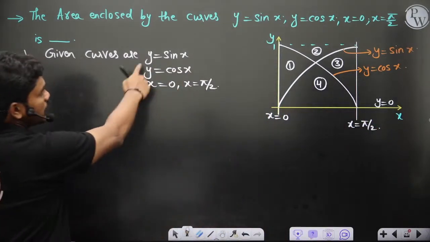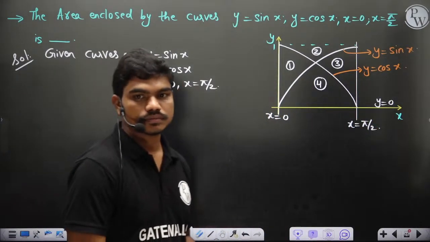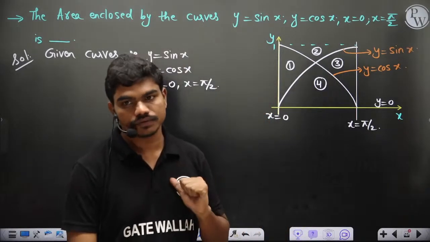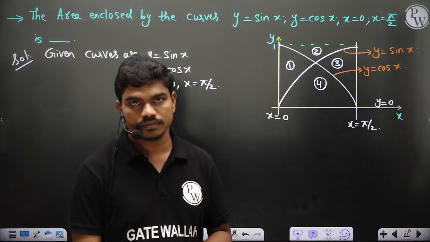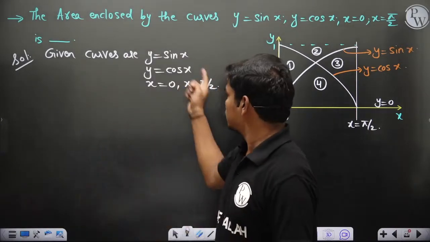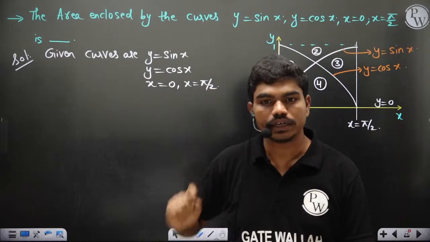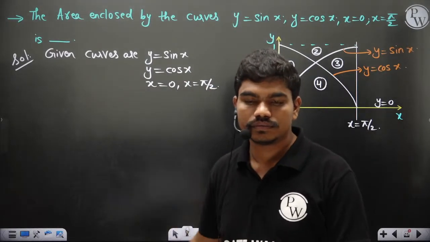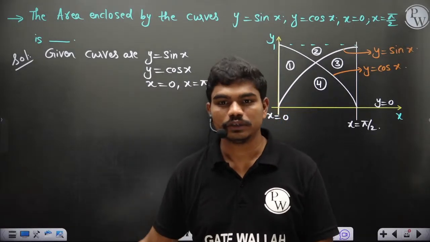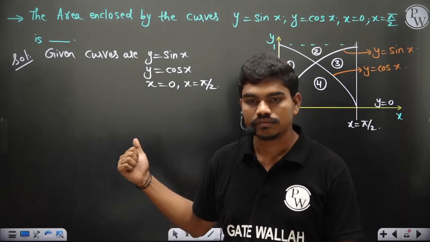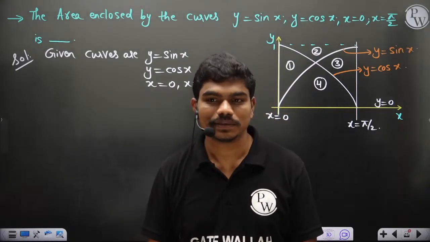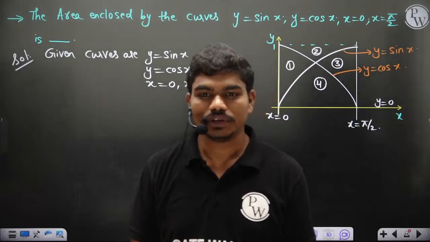Is y equal to 0 present in these curves anywhere? This x-axis is given by y equal to 0. Out of these 4 equations, can you find y equal to 0 at any point? Come on, tell me. Can you see y equal to 0 in these equations? Yes or no? No, right? Obviously you cannot see, right?